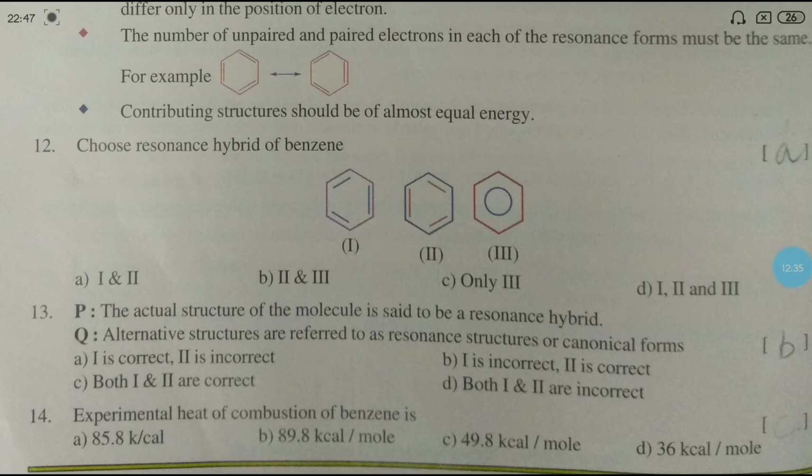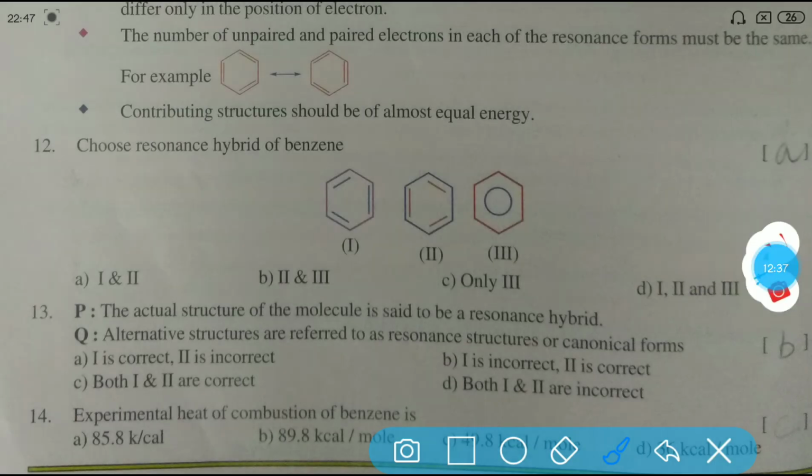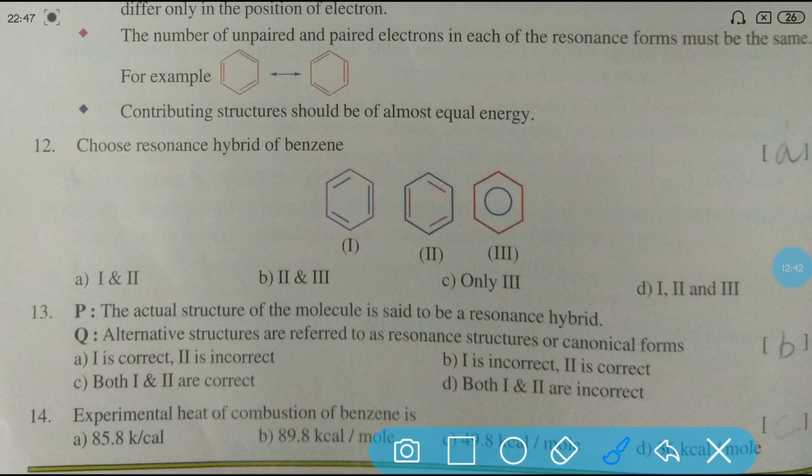Next, the sixth one, we have a passage type of question. Please do read the passage so that the answers will be clear. I am not going to read it. Okay, 12th question: choose a resonance hybrid of benzene.